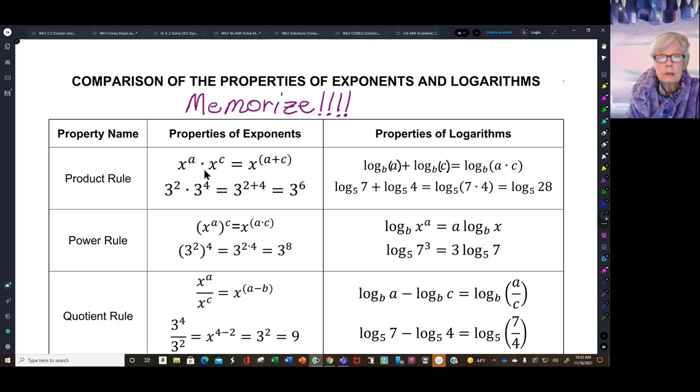Or nothing will be accomplished. These rules, mostly, at least the product rule and the quotient rule, only work if the bases are exactly the same for the exponents, and that carries over to logarithms as well, because logarithms are really exponents. And then I put a numerical example below, that log base 5 of 7 plus log base 5 of 4 equals log base 5 of 7 times 4, and we know 7 times 4 is 28, so this would be your answer right there.